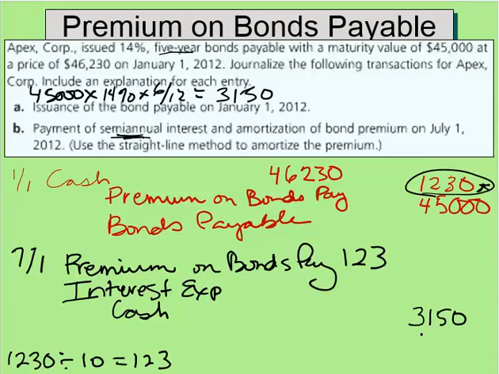Now, premium reduces the interest expense on a bond. Normally it would be $3,150, the amount of cash payment that I'm making. But since I did get a little bit more money up front, I got a premium on that bond when I issued it up front, it reduces my bond interest expense down to $3,027. We'll take the face or the actual interest of $3,150 minus my premium on bonds payable of $123. Now if you add those two together, you'll get $3,150 and a cash credit of $3,150.